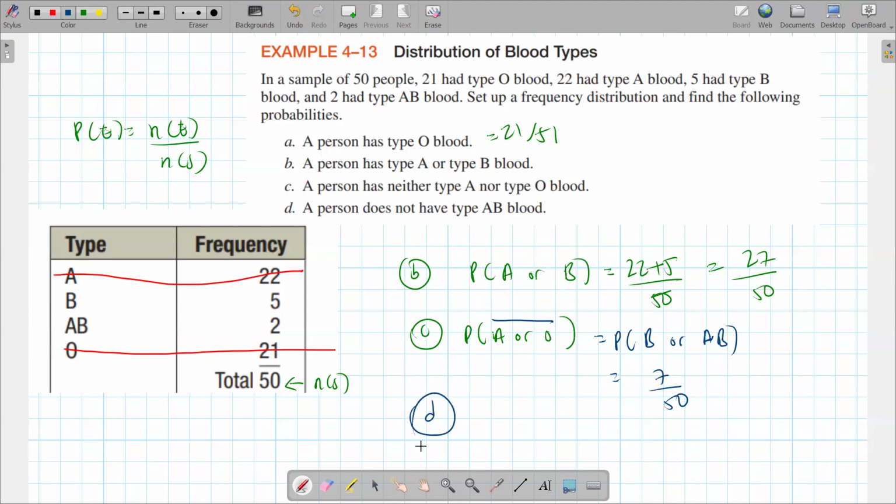Okay. Part D, a person does not have type AB blood. Again, does not means complement, right? So no AB. AB is not allowed. So it's everything else except AB. So we are looking for the complement of AB, so AB bar.